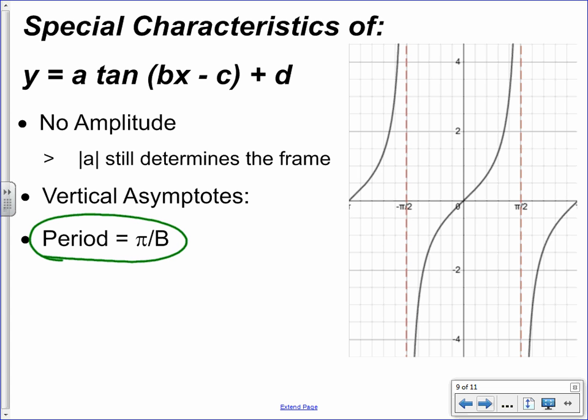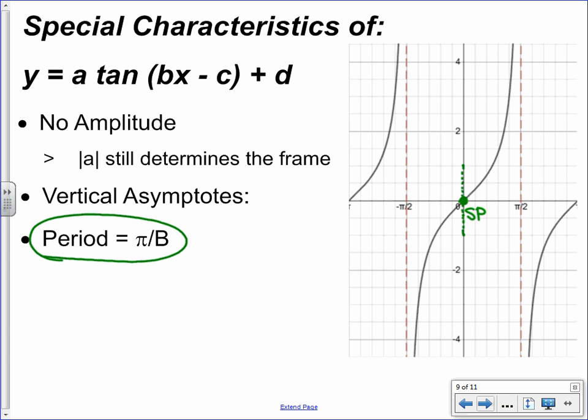Now, our framing method is going to be slightly different for tangent. Sine, cosine, secant, and cosecant, our frames are all the same. But tangent is going to be special. Right in the middle of our graph is going to be our starting point. Then we'll have to draw our frame up A and down A.